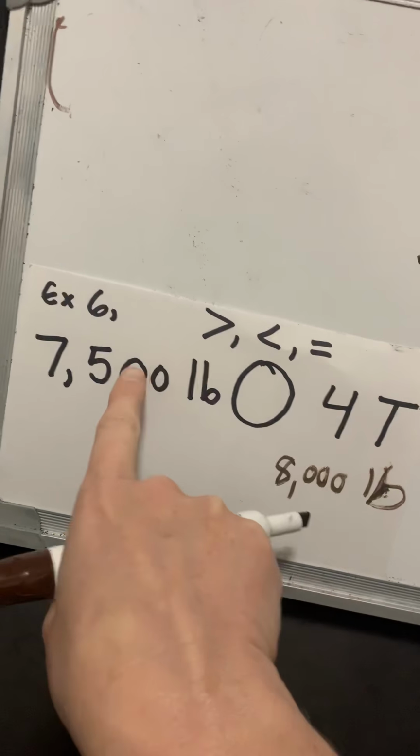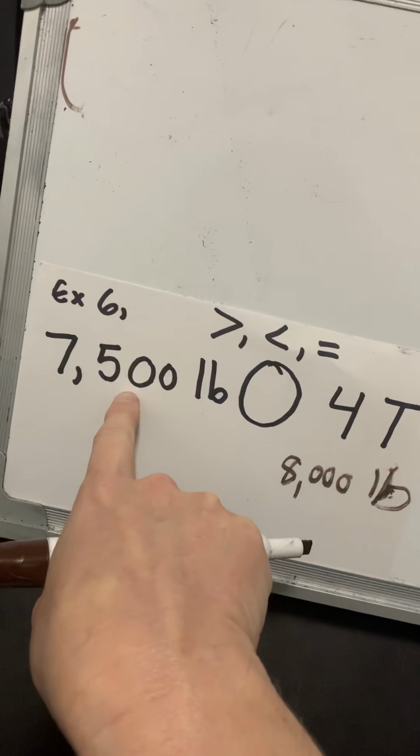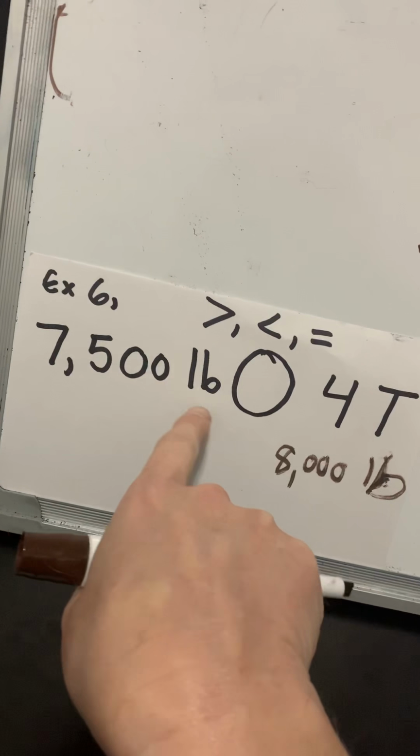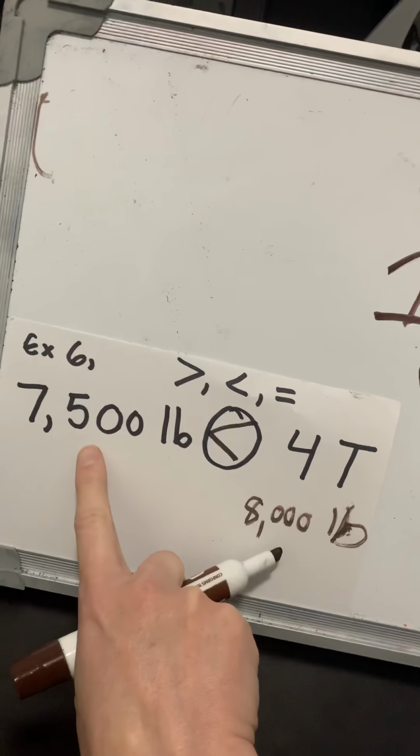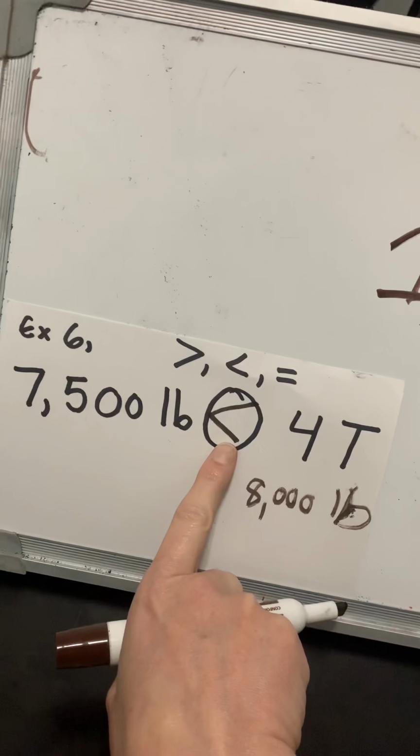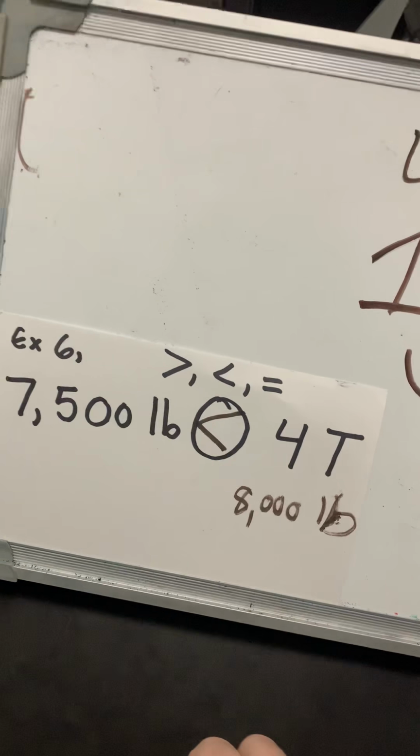That means that 4 tons is greater than 7,500 pounds. So I'm going to write it here. How I'd read it is 7,500 pounds is less than 4 tons. I hope that everybody understands.